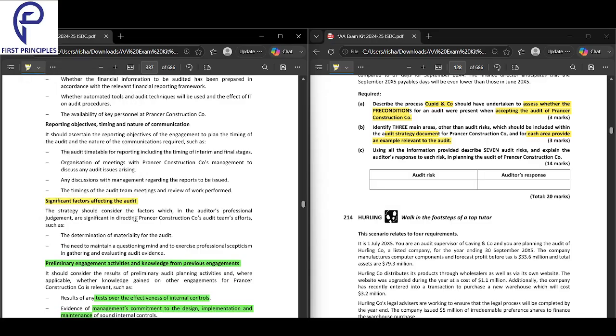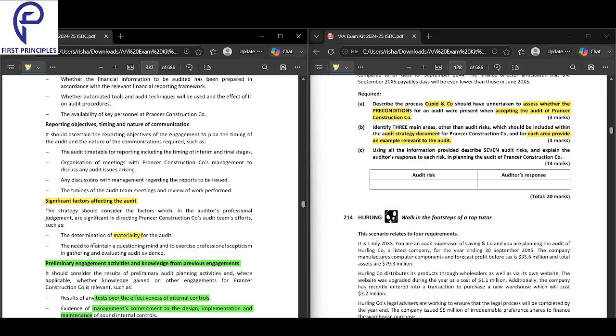The strategy should consider what the factors are that can affect the audit. These are things that will directly affect the audit, and will direct where the audit team spends most of its effort. So these are the significant factors affecting the audit. First of all, materiality. What is the materiality level?